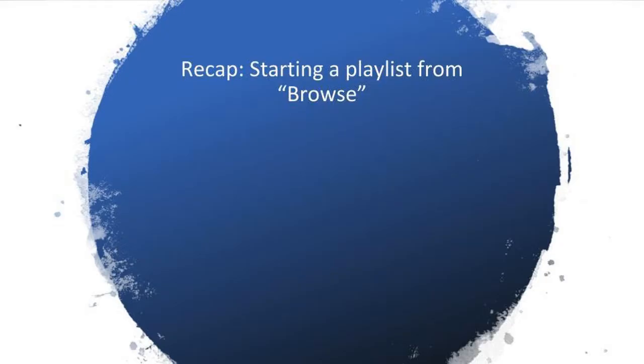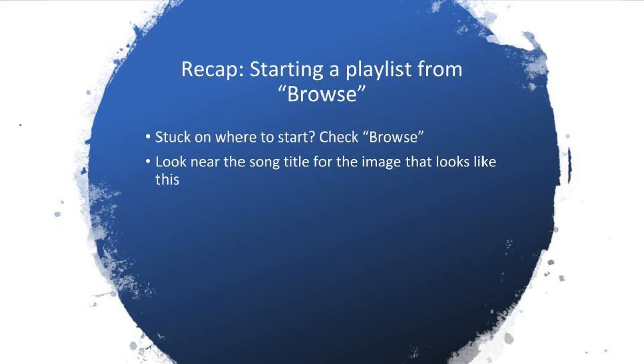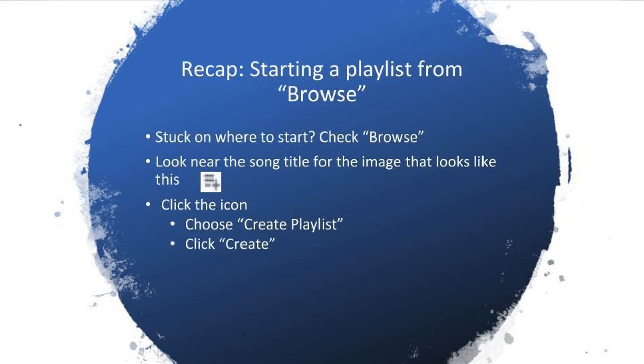To recap, after you're logged in, look at the pages in the Browse section if you're stuck on inspiration for your playlist. If you find a song you like, look to the right of the song title for the Add to Playlist or Create a New Playlist icon. It looks like this. Finally, click the icon, choose Create Playlist, enter a title, and click Create. That's how you start a playlist when browsing Freegal.